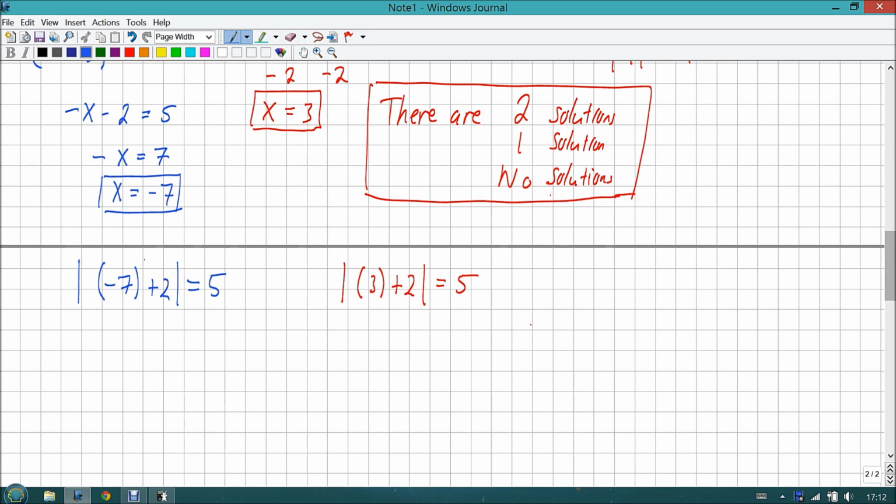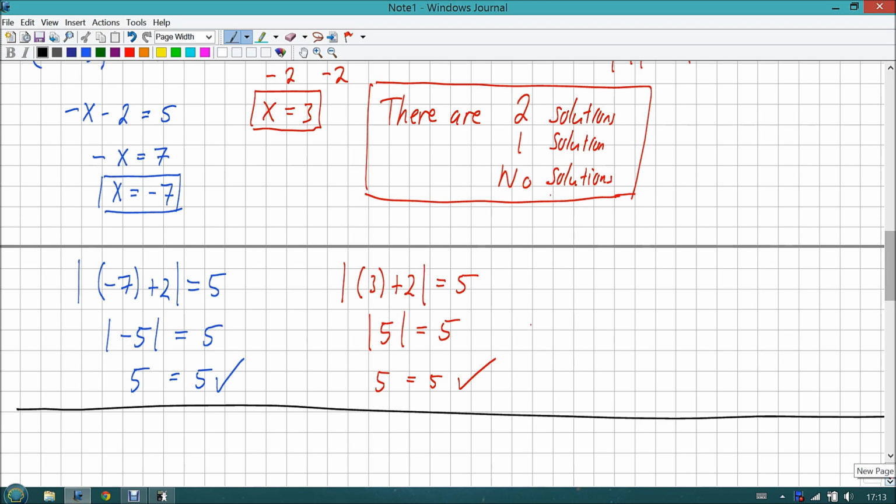So let's see. Negative 7 plus 2 is negative 5. So I have the absolute value of negative 5. Absolute values make the negative sign go away after I've done everything on the inside. So now I have 5 is equal to 5, and it works. The other one, 3 plus 2 is 5. Remove the absolute values, and it also works. All right, so far so great.